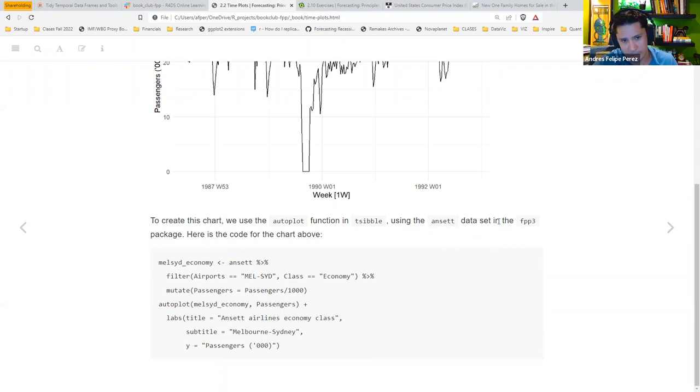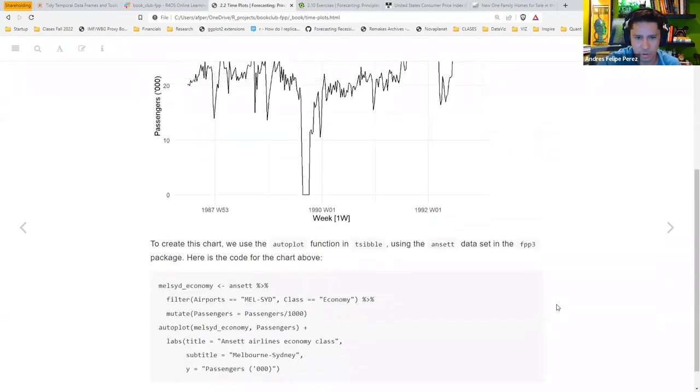And the data set is part of the fpp3 package. This is the code for that. I think I changed the theme, but otherwise this is the code.